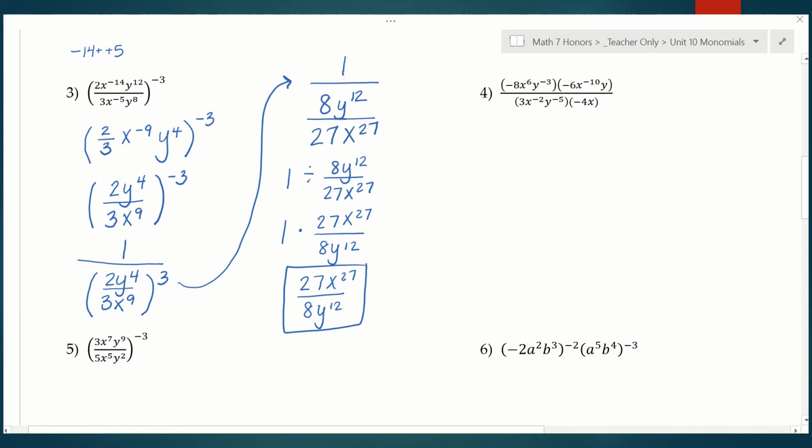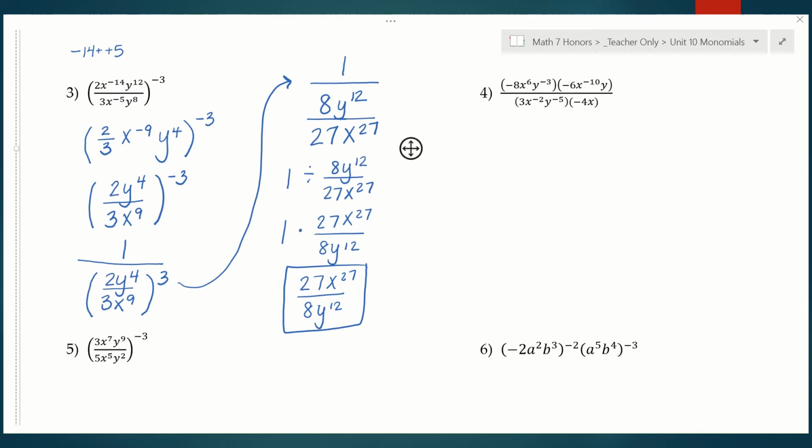Okay, so yes, it's complicated, but again, if you take it step by step, it's definitely manageable. All things that you've done before. Okay, let's look at number 4. So what I would do here is I would start by multiplying what you have in the numerator and then multiplying what you have in the denominator.